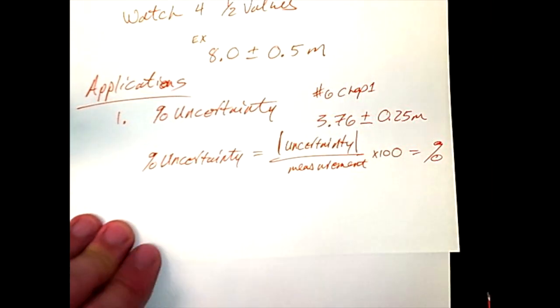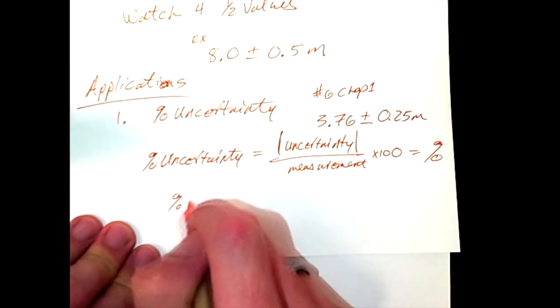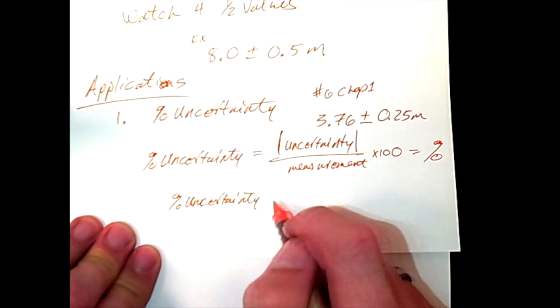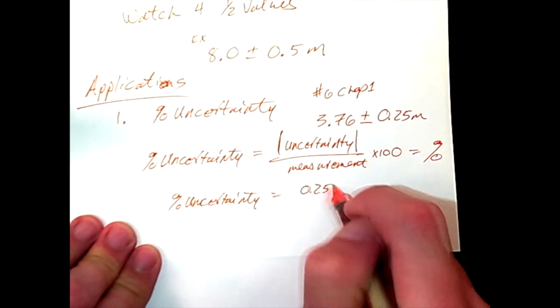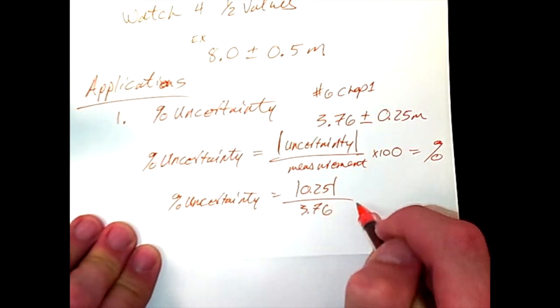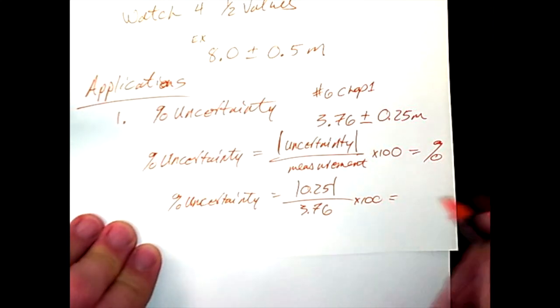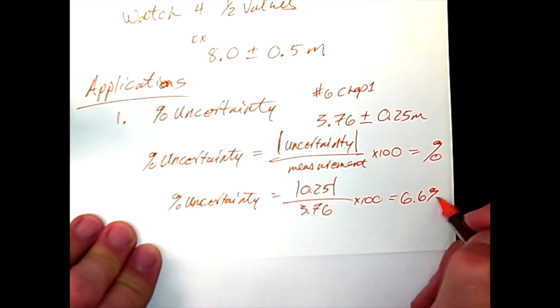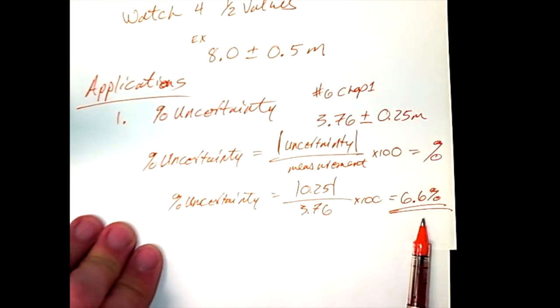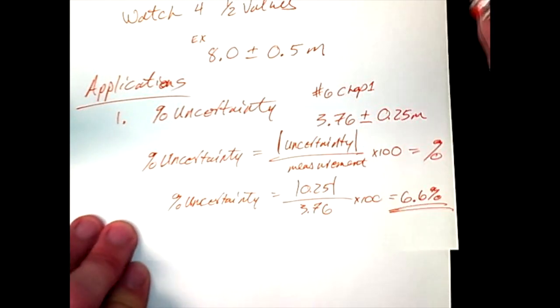The example here, of course, gives us a percent uncertainty from number 6 as 0.25 absolute value divided by 3.76 times 100 equals 6.6%. Another way to think about this is the percent error, which is another way that you're approaching displaying your precision in a particular measurement or calculation. That's the first application.